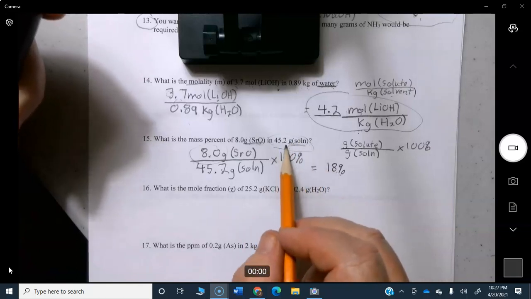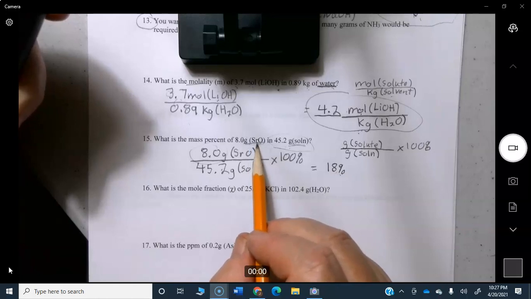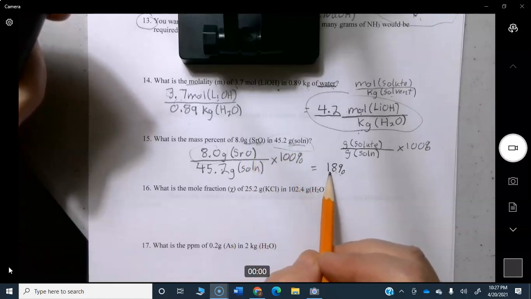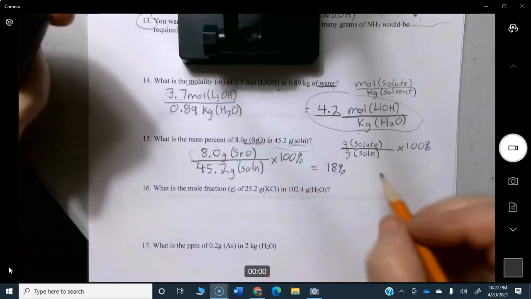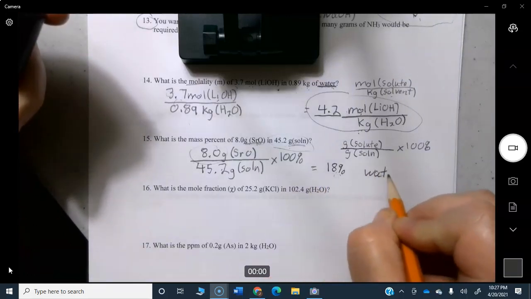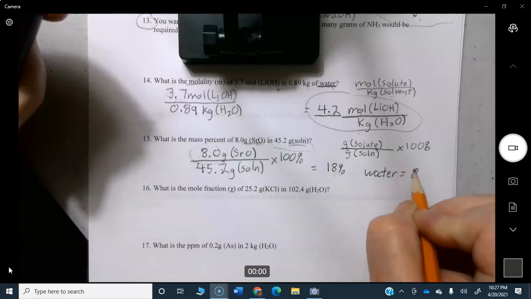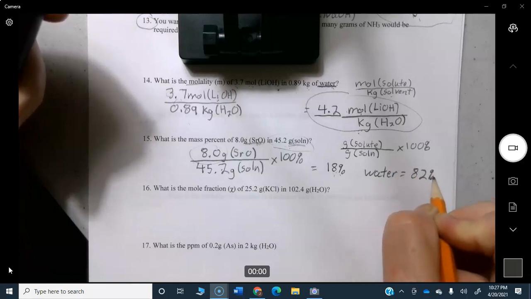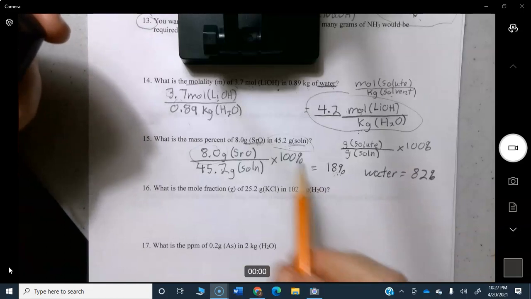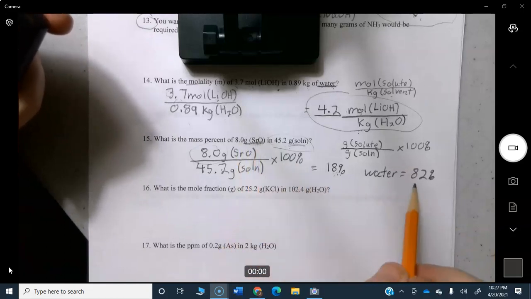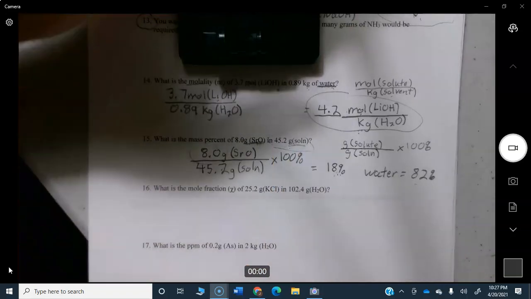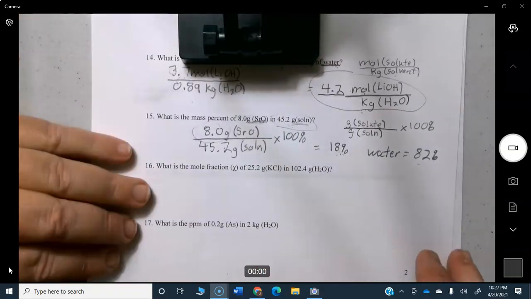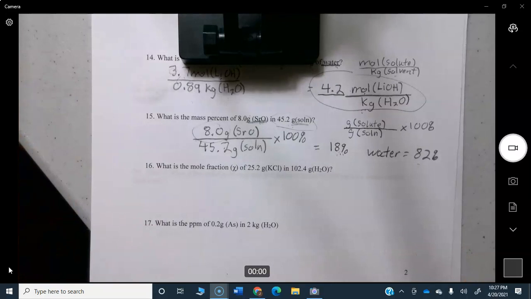That means the water, if that's the only solute there, the water would be 100% minus 18% would be 82%. So the water would be 82%. It didn't ask you that, but I'll go ahead and write that here, just so you understand the concept. 18% is this, 82% is the water that it's dissolved in.